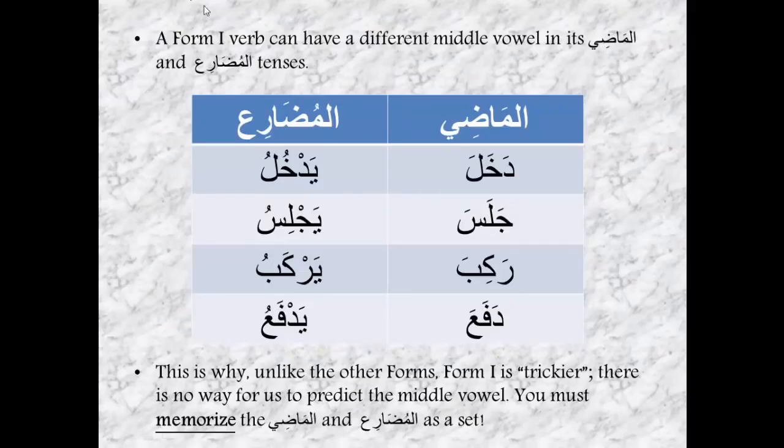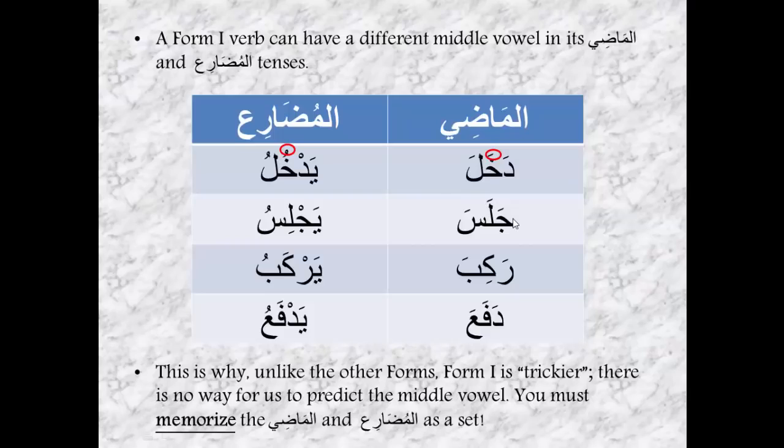The Form 1 verb can have a different middle vowel in its madi, past tense, and in its mudari', present tense. What do I mean? Let's look at some examples. Dakhala, which means he entered, in the madi. What's the middle vowel here? We have a fatha on top of the kha. But in the present tense, in the mudari', it becomes yadkhulu. The fatha has changed into a dhamma.